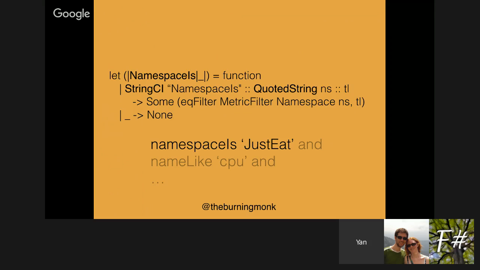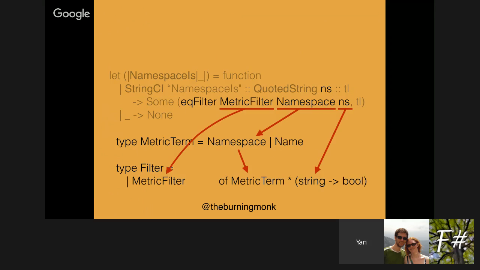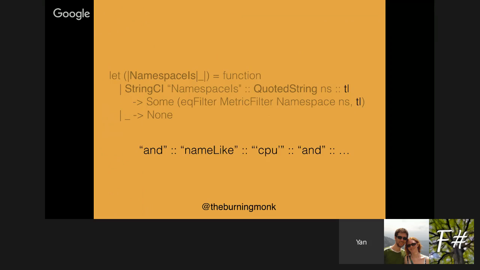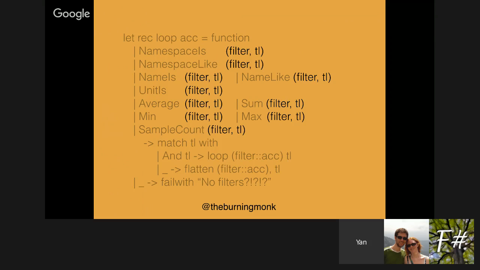So this allows us to take that input, match it, grab the different parts, and then construct the metric filter object at the end of it. And because we've captured the rest of the tokens, it means that we can then apply different patterns to the list recursively, and every time each of these patterns will return a filter that's been matched as well as the rest of the list.